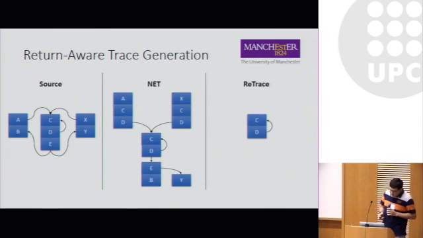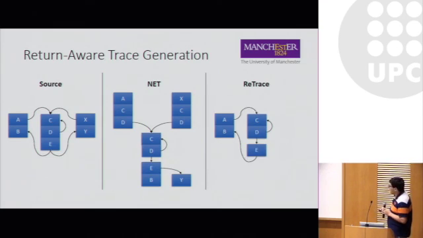Now, we developed a variant of NET called return address trace generation, or just retrace. Like before, the CD fragment is generated first. However, when the outer trace is generated, we do two things. First of all, we force the trace to end at the return instruction. So after E, we force the trace to stop and force a normal return.